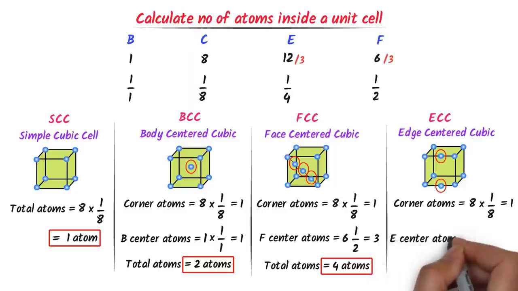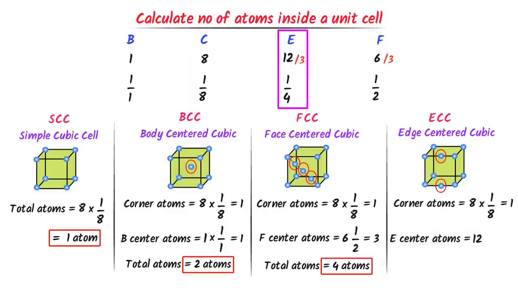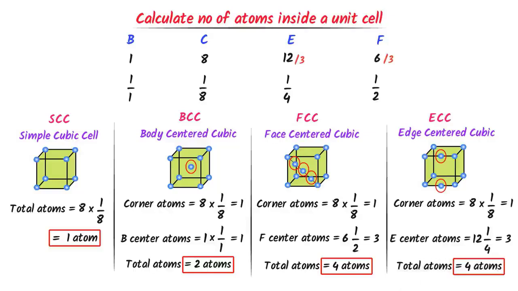Also, there are 12 edge centers and the contribution of each atom at an edge is 1 by 4. So 12 into 1 by 4 equals 3 atoms. Now total number of atoms is equal to 1 plus 3 equals 4 atoms. Thus overall, there are 4 atoms present in an edge-centered cubic cell. Hence using this trick, we can easily calculate the number of atoms in a unit cell.